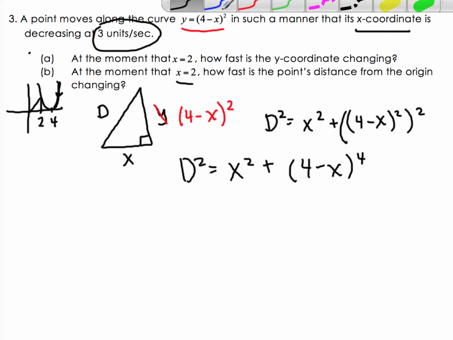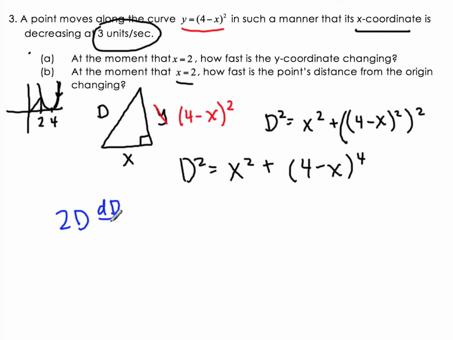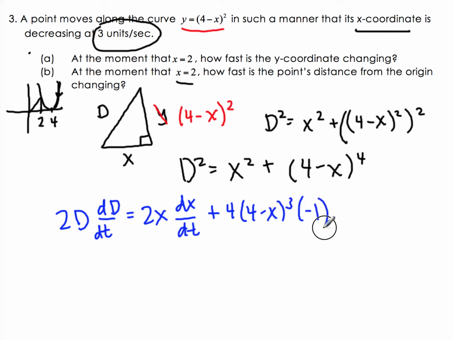And now since we're looking at rate of change, of course, we're going to implicitly differentiate with respect to time, because we're looking at a moment in time. So this becomes 2D dD/dt equals 2x dx/dt, plus, bring our 2 down, so we have 2 times (4 minus x squared) to the first. Chain rule, times it by -2x, but don't forget, times it by dx with respect to time.